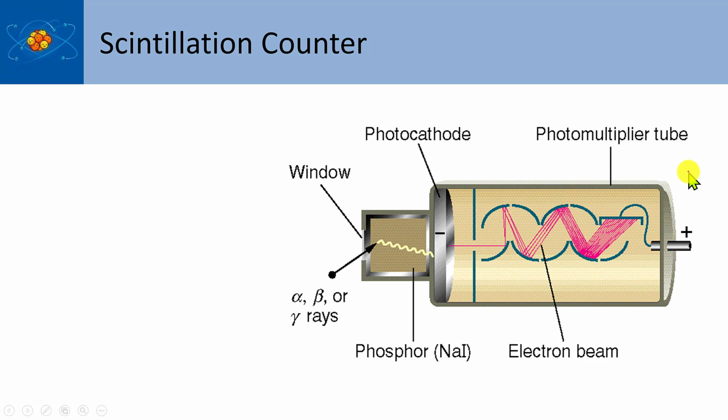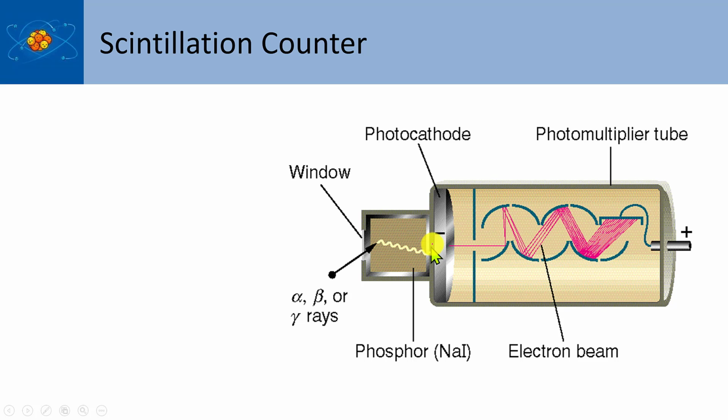And the way a photomultiplier tube works is, it has electron emitting material here. If you remember the photoelectric effect, it takes advantage of that kind of effect, where when a particle comes in and strikes this electrode, it causes the release of electrons.